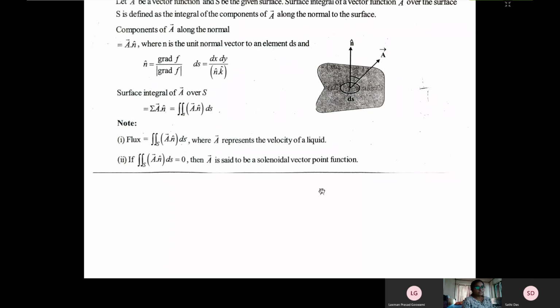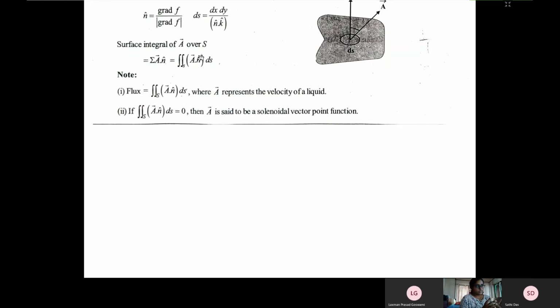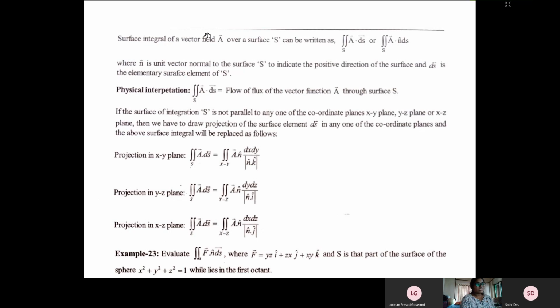And also, if this is a solenoidal vector function, then what will happen? If this is a solenoidal field, then the flux will be 0. That is, the surface integral of A dot ds, or A dot n cap ds, is 0. Suppose we take the conservation of charges. It means the total flux of the charge will be 0, because as much charge is incoming, that much charge is outgoing. There is no creation or generation of charges within a certain volume. So these are the meanings of this mathematics.